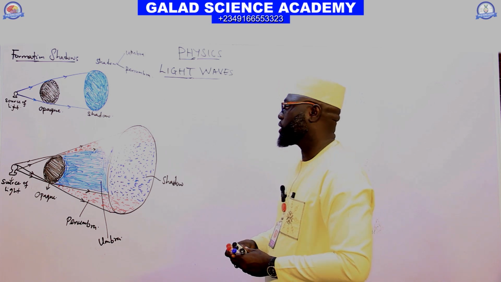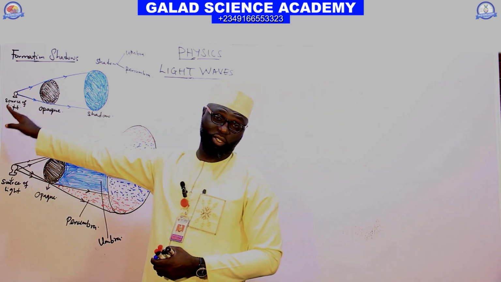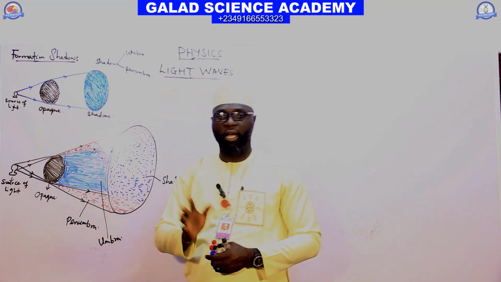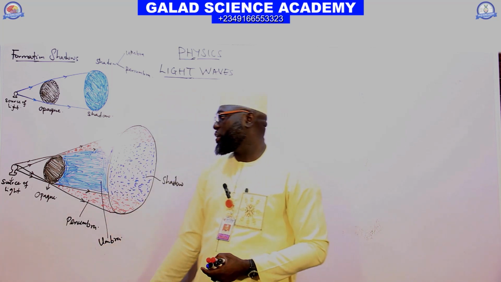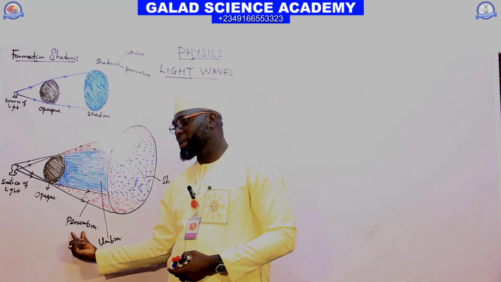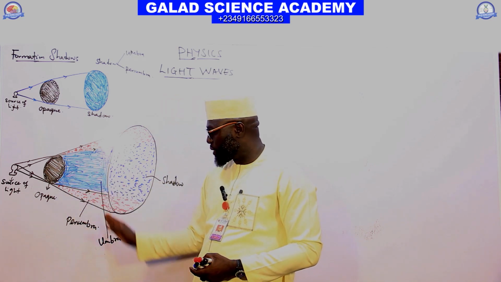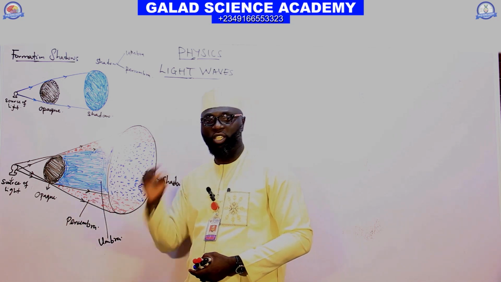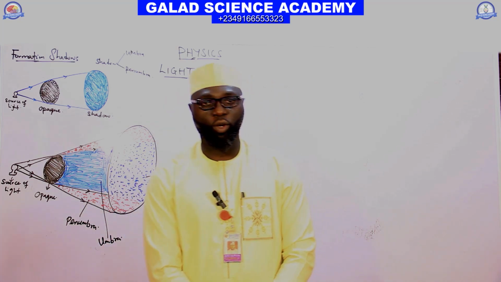You can now see that the difference between these two diagrams is that when the light source is small, there is no penumbra. But when the light source is big, we have total darkness and partial darkness. So anybody in this region will experience partial darkness. That is all about the formation of shadow.